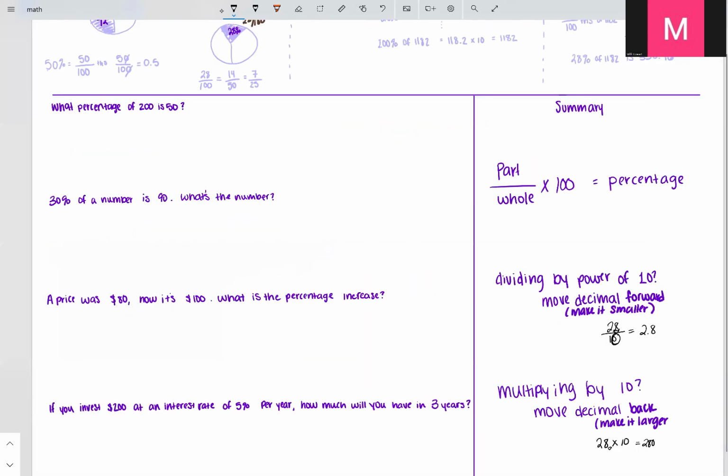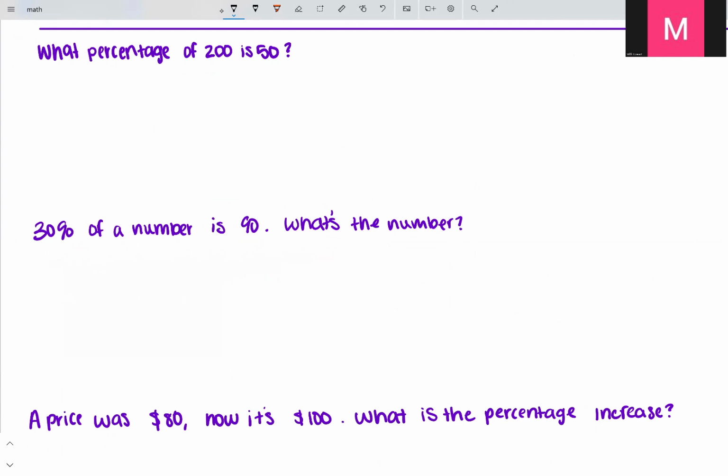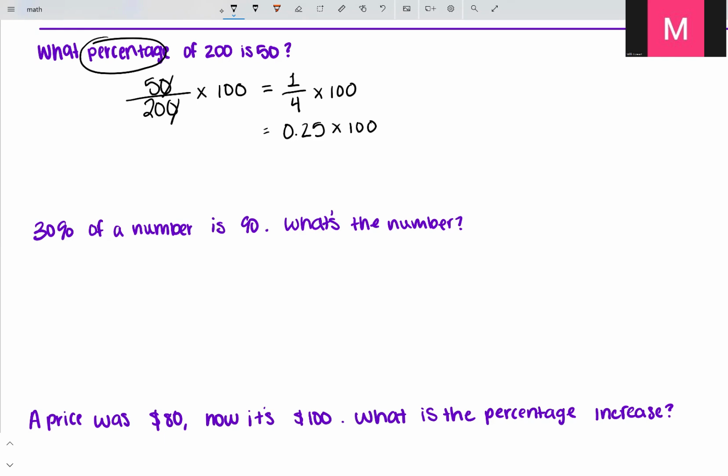Okay, so let's go into some practice problems. The questions on the PERT can get kind of confusing because it's not only calculating percentages. First we'll do: what percentage of 200 is 50? So we're looking for the percentage. Reducing this and dividing by 5, we've got 1/4 times 100, which is 0.25 times 100 equals 25%.